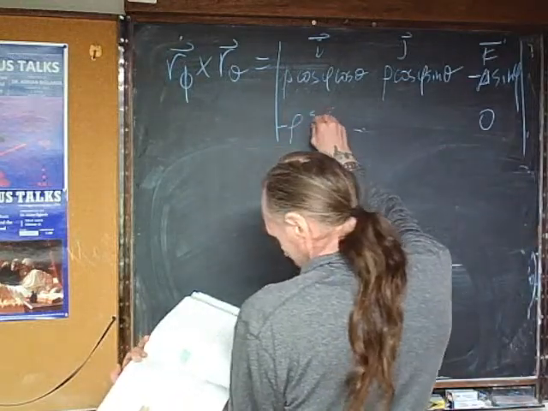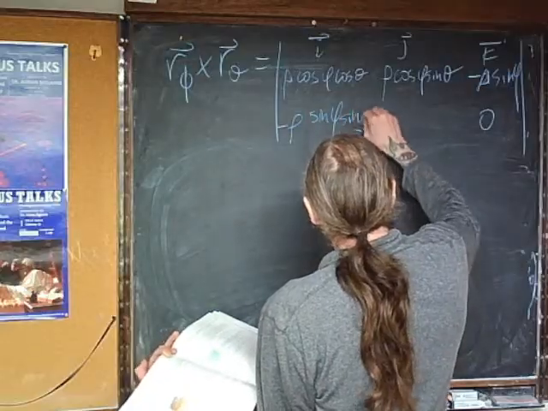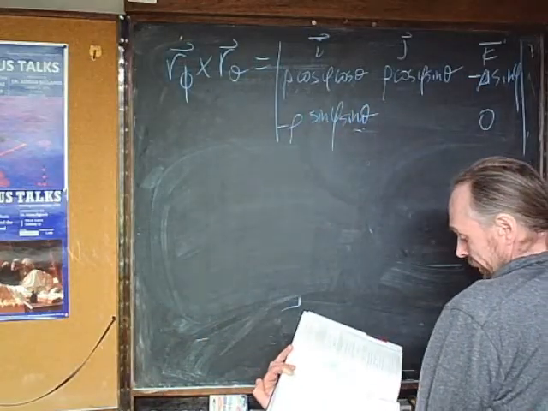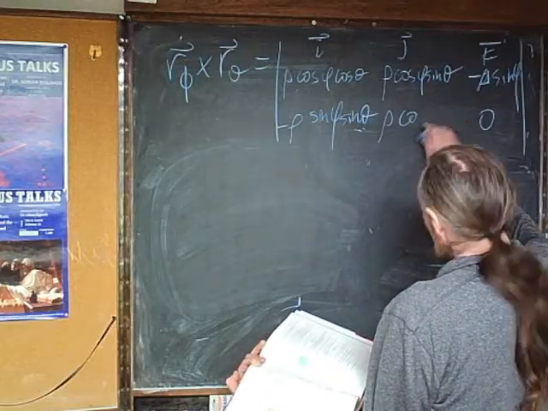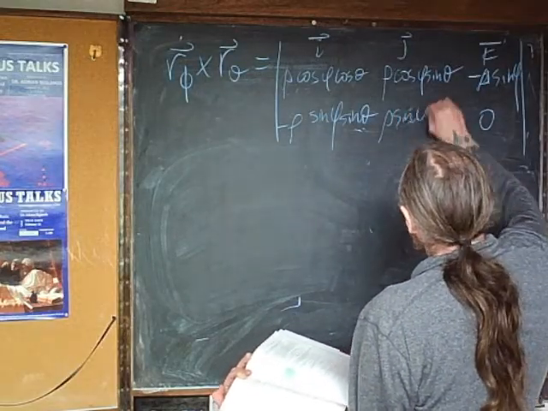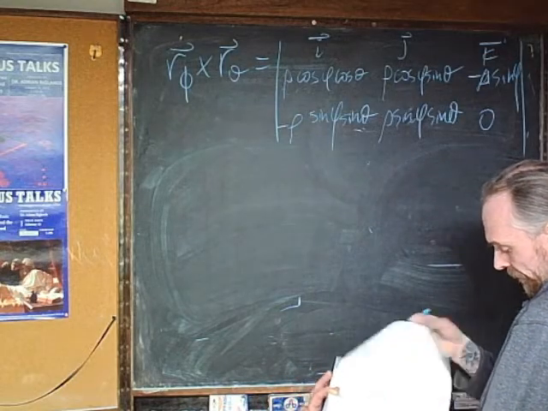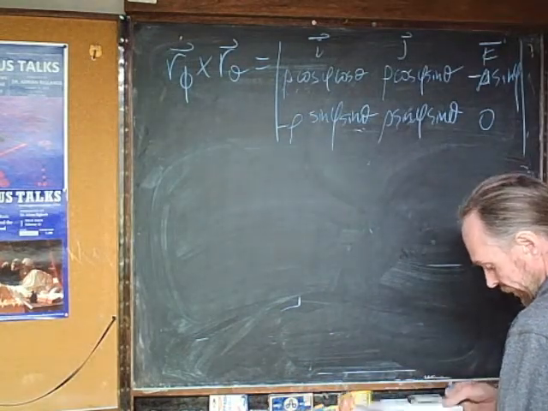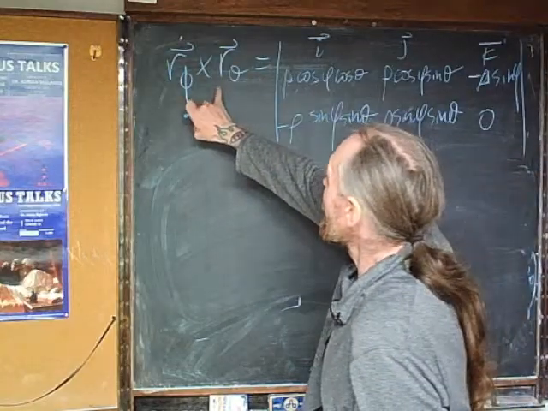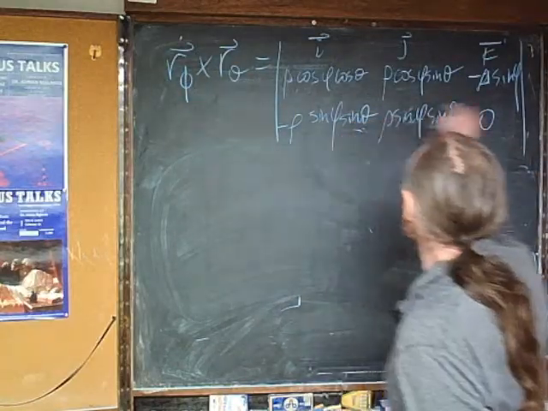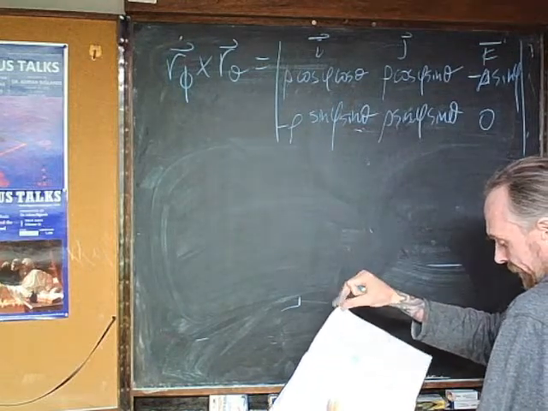Negative rho sine phi sine theta. I thought that's exactly what I had. Rho sine phi sine theta. I think the 0 might have been in the wrong spot just from copying it down wrong. Well, I just interchanged those two. Oh, well, there you go. Never mind. Which will get rid of the negatives, is what they're doing.